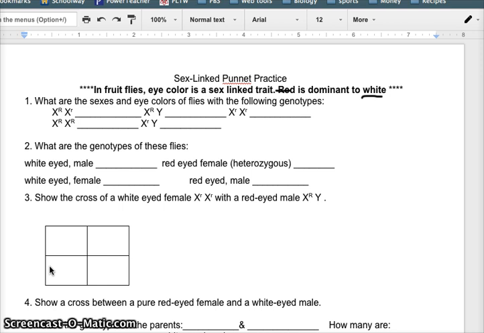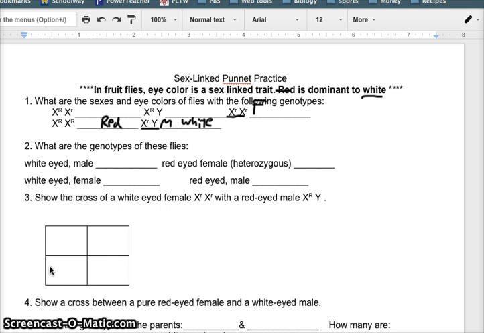So here, for this first part, you're just determining the sexes. Anyone with XX is a female, so you can just put an F. And anything with an XY is a male, so you can just put an M and do that for all of them. And then if it has a big R, it's going to be red, because red is dominant to white. And if it has a little r, it's recessive, so it's going to be white. Then you just have to fill out the other ones.